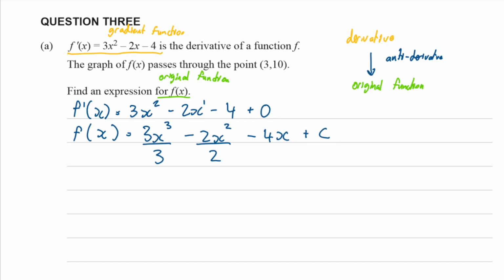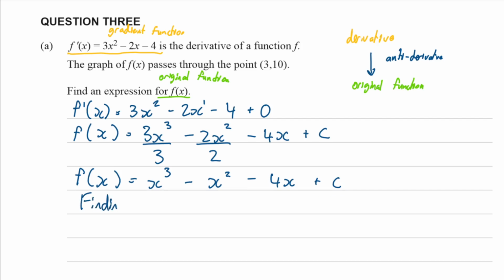So we can simplify this a bit. Right, 3 divided by 3 just gives 1, so we're left with x cubed. 2 divided by 2 gives 1, so we're left with x squared minus 4x plus c. So we've almost found the original function. The last thing left for us is to find out what c is equal to.